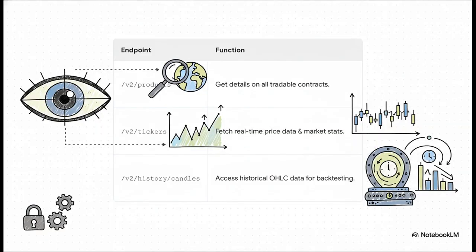Think of these three endpoints as your bot's eyes and ears. First, with /products, you can ask, hey, what can I even trade here? And it'll give you the whole list. Then, /tickers is your live feed. It's the real-time pulse of the market. And /history/candles, now this one is your time machine. It lets you go back and grab all that historical data, which is perfect for backtesting. It's exactly what that user on the forum needed to do to check their moving average strategy.